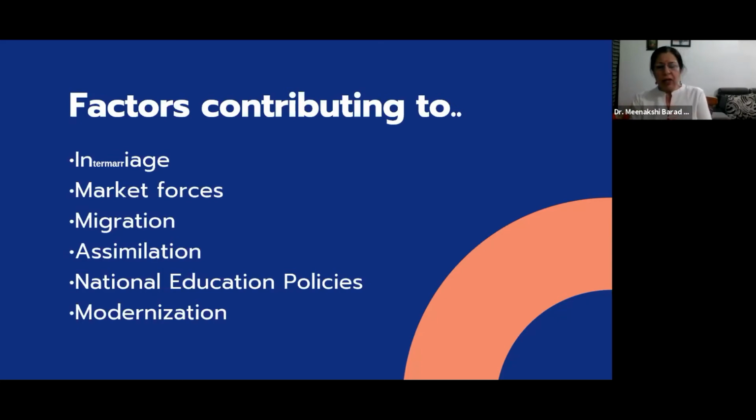And there are national education policies, where the sub-ethnic languages are not given attention in all education policies by the government. And then there is modernization. When industrialization comes to areas where minority languages are spoken, it is the majority language that is used to train the employees in the new plants or factories. And it is the majority language which is used as a lingua franca.